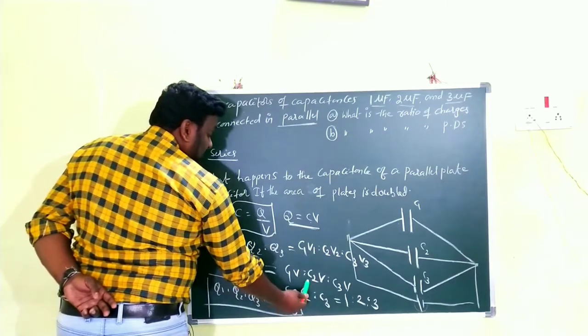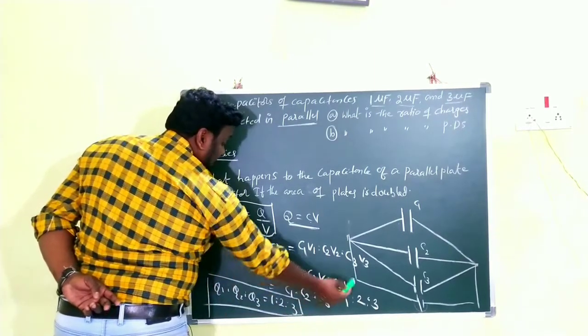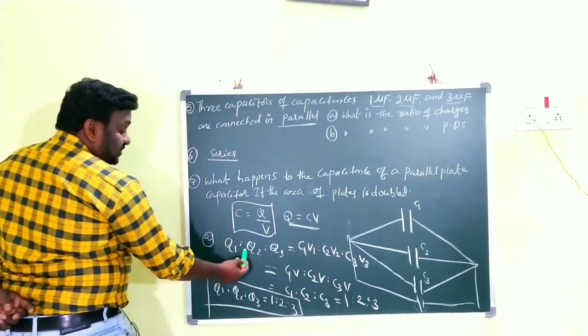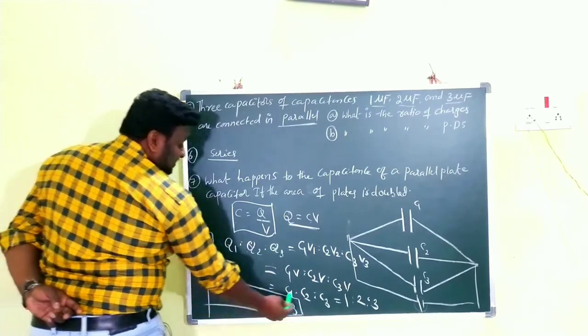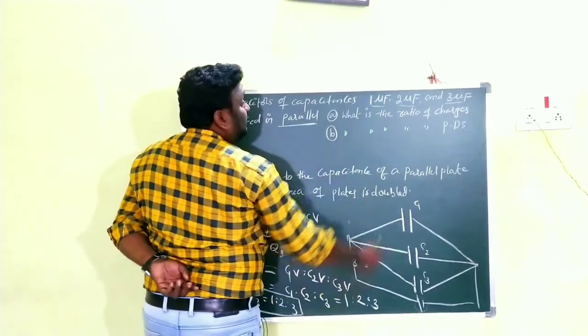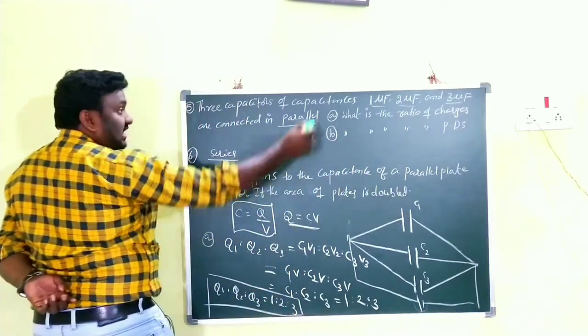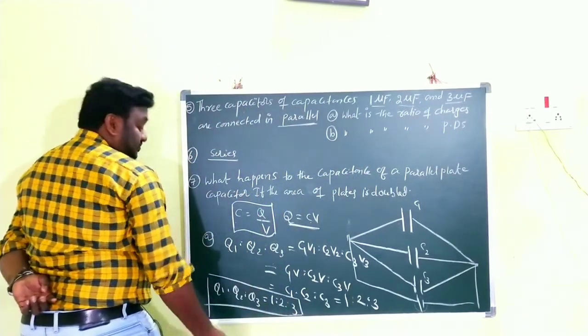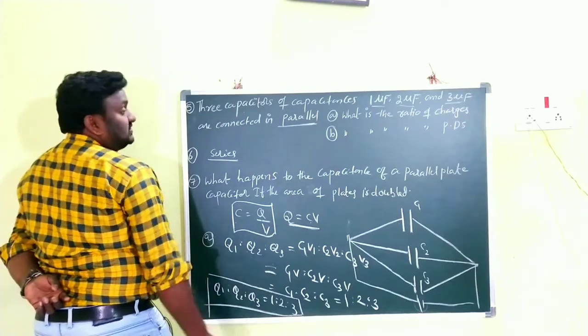C1 V, C2 V, C3 V, V cancel. Then what you get? Q1 is equal to Q2 is equal to Q3, nothing but C1 is to C2 is to C3. So C1 value is 1 microfarad, C2 value is 2 microfarad, and C3 is 3 microfarad. That is the ratio of charges.